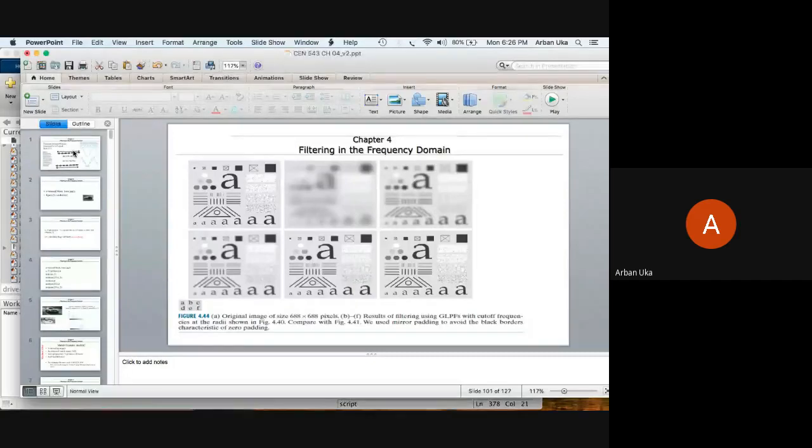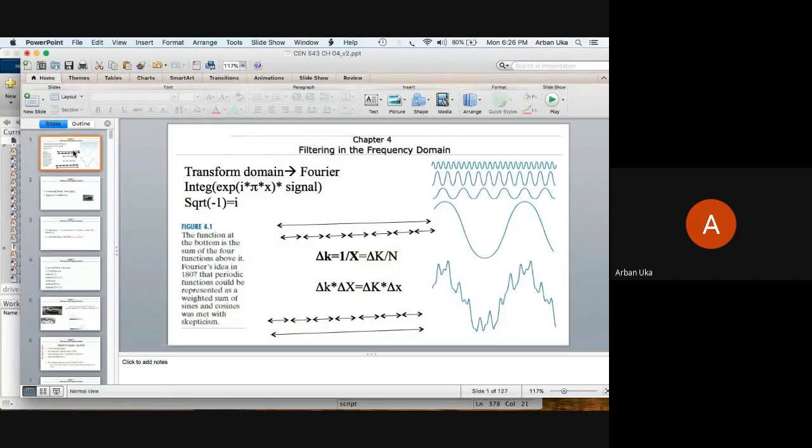So today, what we want to cover is some practical aspects of chapter 4. When I say practical aspects, I mean implementation of some algorithms which are related to chapter 4 and chapter 5. Chapter 4 is about filtering in the frequency domain, or in principle, it's how to use filters in the frequency domain.